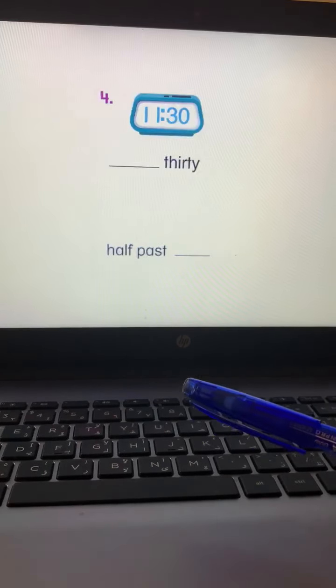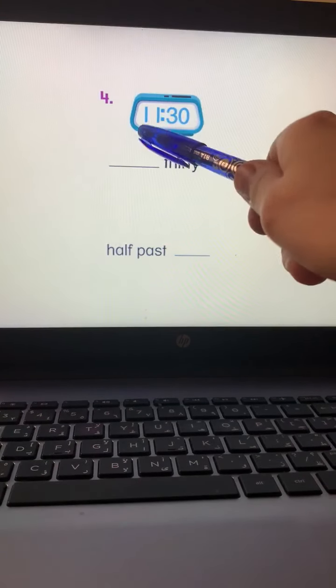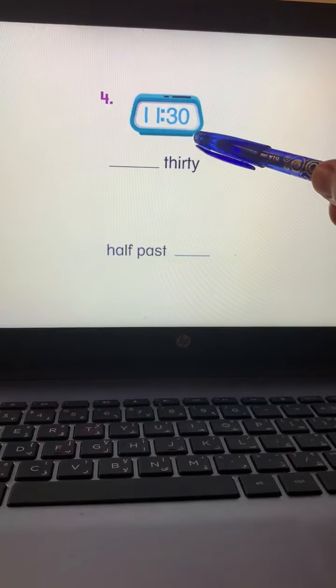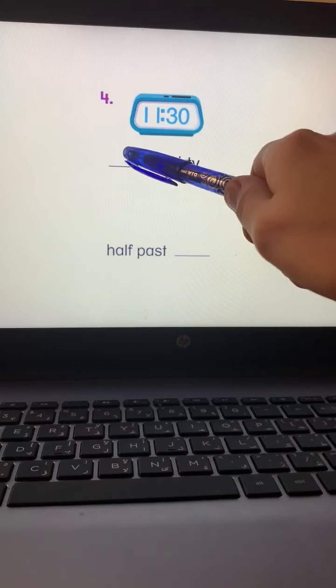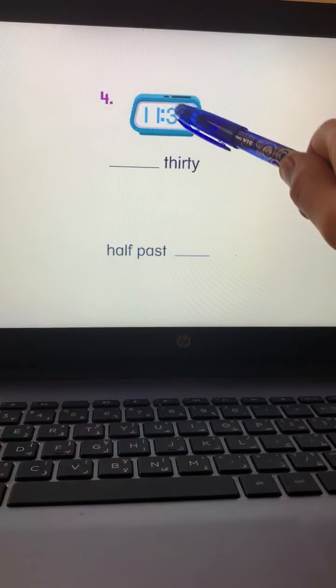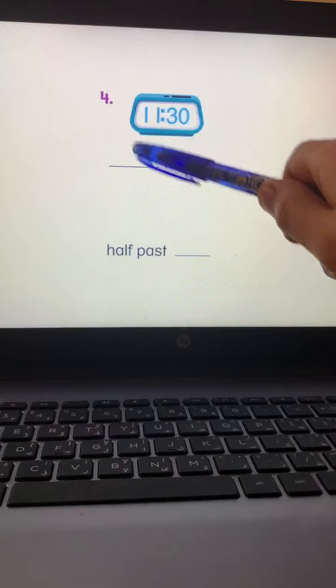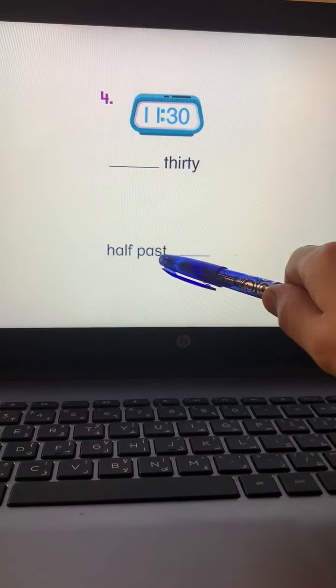The last one here, it's 11. Here is the hour. Here is the minutes. 11 and 30. So if I want to read it, it's 11:30. Half past means 30 minutes. What do I want to describe now? The hour. Half past 11.